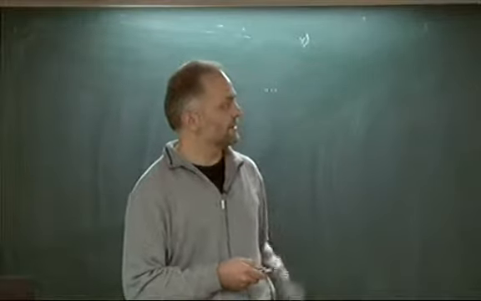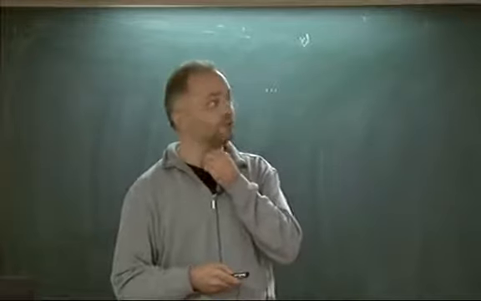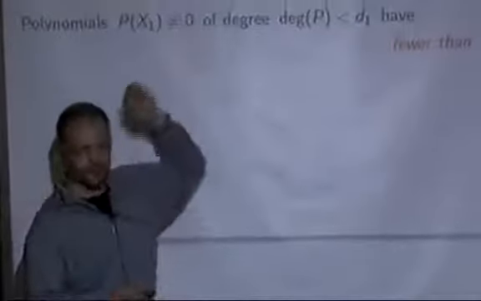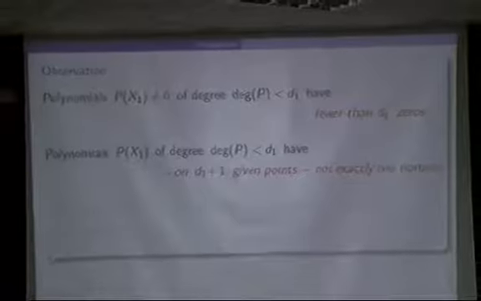So that's this fact here. A polynomial of degree n has at most n roots. Here it's slightly different: a polynomial of degree less than d1 has less than d1 zeros, except if it's the zero polynomial. And then I found a reformulation of this. That's the second thing here.